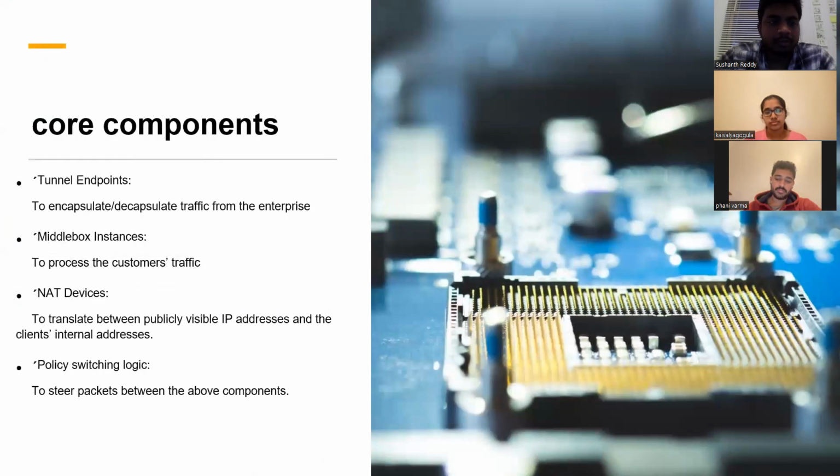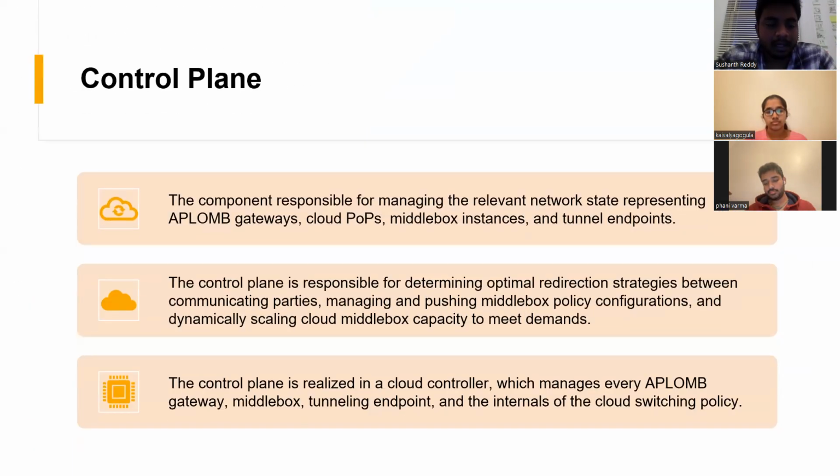And the core components are tunnel endpoints to encapsulate and decapsulate traffic from the enterprise, middlebox instances, which are used for processing the customer traffic, NAT devices to translate between publicly visible IP addresses and the client's internal IP addresses, policy switching logic to steer packets between the above components, and the control plane.